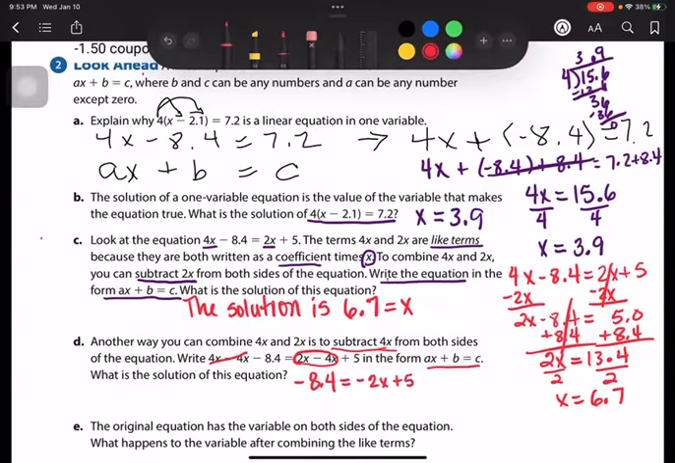Because remember, and I'll do this right here on the side, when you have a negative being subtracted, a larger negative, you have to add the opposite. And unlike signs, you subtract and take the sign of the larger absolute value. That's why we ended up with negative 2x plus 5. Okay, so now we're going to subtract 5 from both sides.